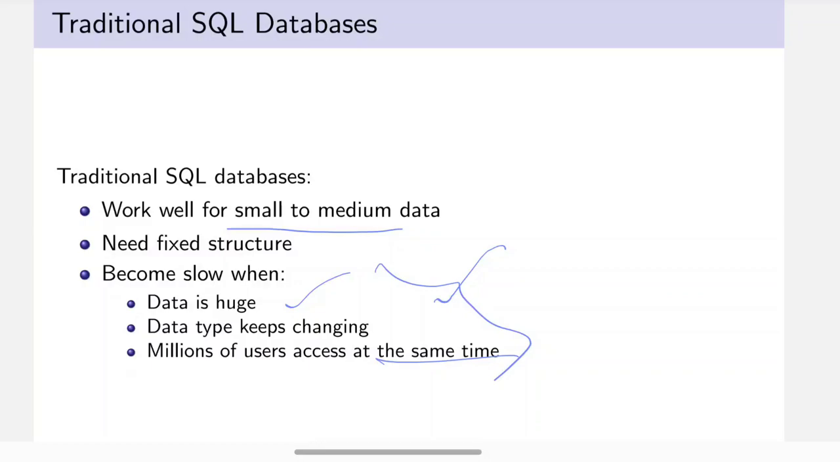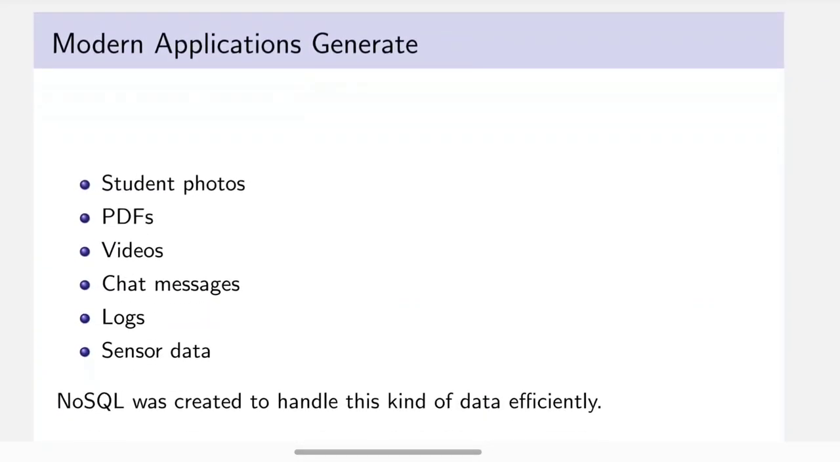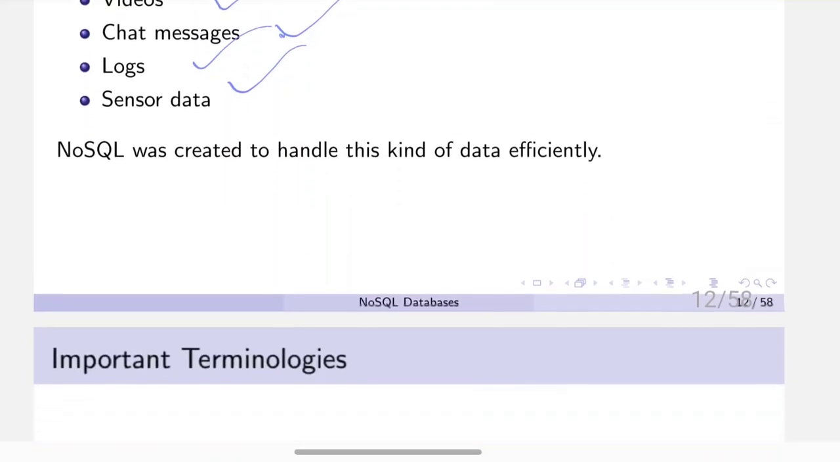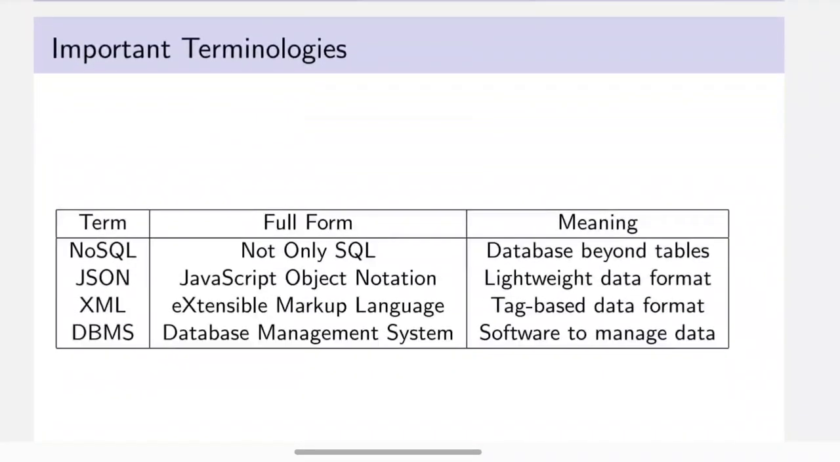So modern applications, if you look here, generate huge amounts of data like photos, PDFs, videos, charts, sensor data, logs. SQL was not originally designed for this kind of data. So NoSQL became necessary in recent times. Now I have given some important terminologies that we are going through in these particular slides.